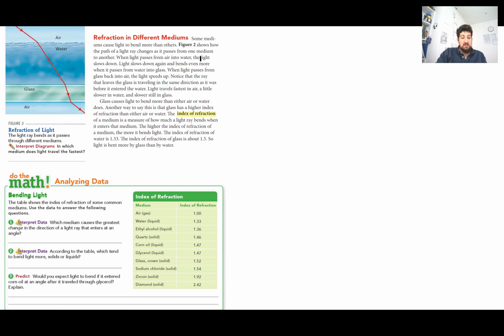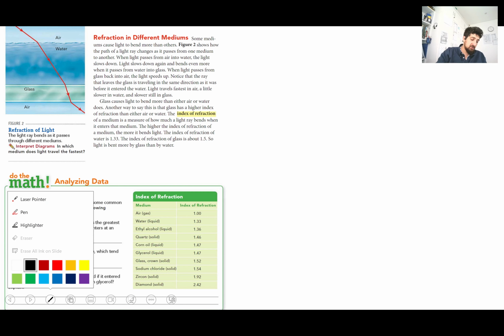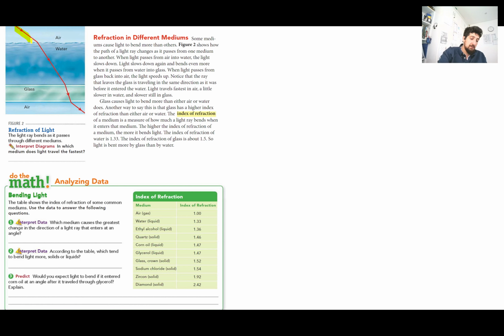When light passes from air to water, the light slows down. Light slows down again and bends even more when it passes from water into glass. And that's expected because obviously it's slowing down. So over here it's going and then it's bending and then it's bending once again. Let's change that color, that's supposed to be highlighter. Yep. So bends, bends again, and bends again. But then, of course, if it goes from slow to fast, it bends outwards.